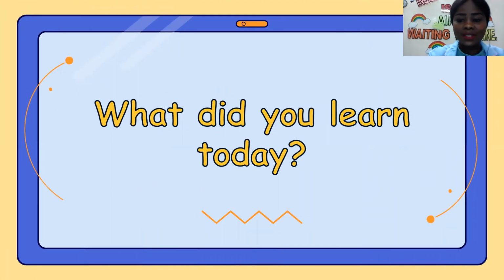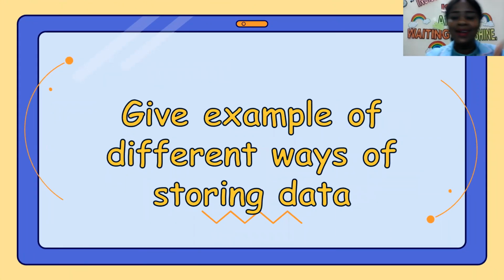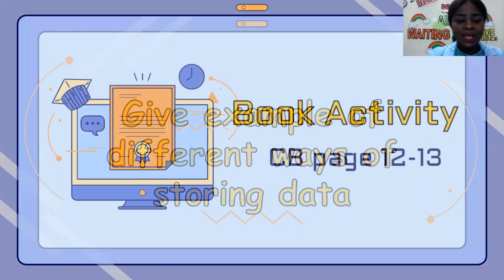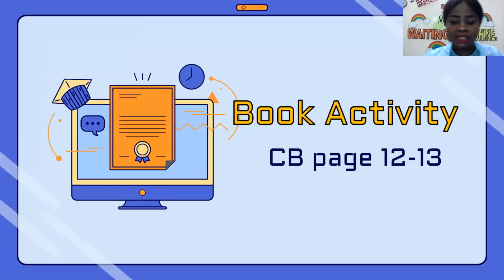Now, what did you learn today? Today we talked about the flash memory, the hard disk, and the hard drive. Now, give examples of different ways of storing data. Do you know any ways of storing data? Very good, students. Now, I want you all to think and give examples of different ways of storing data. Try to write it in your notebook. Now, let's go to our book activity, page 12 to 13.